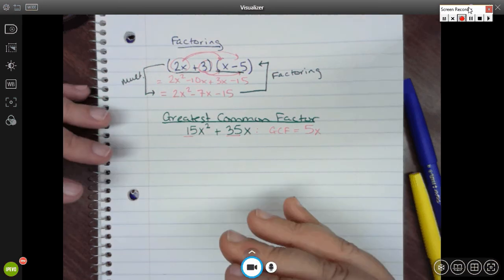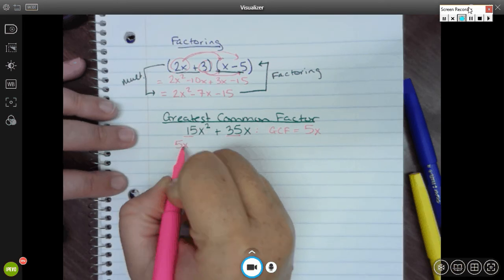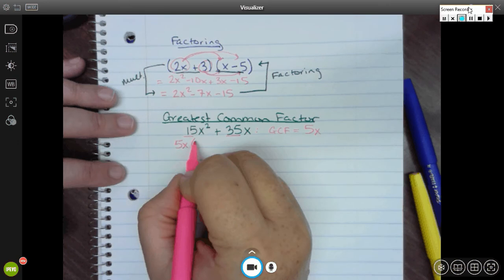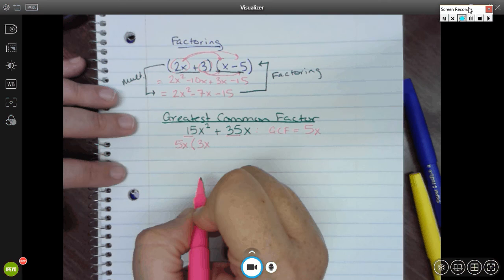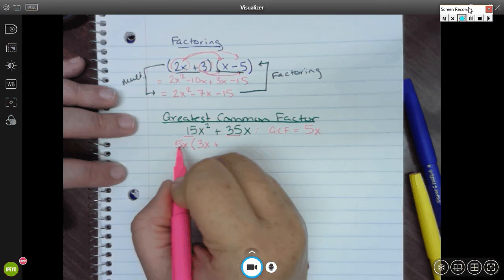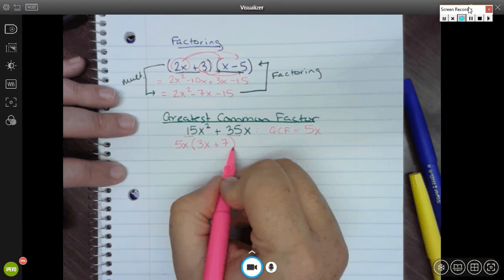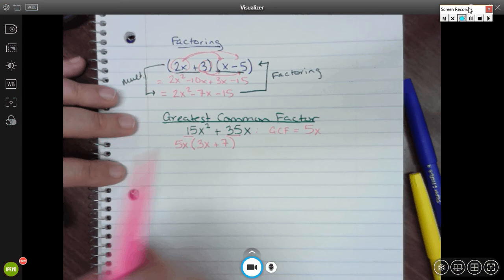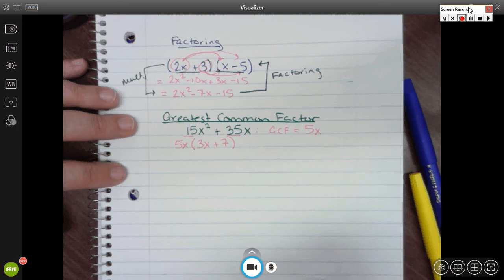So when we take that out, I put the GCF on the outside, and in parentheses, I write what's left. So 15 divided by 5 would be 3. Take one of those x's away, it leaves me with 3x. And then 35 divided by 5 would be 7, and I took the 1x away. Your goal is that if you distribute back through, you end up with what you started with, right? This is the backwards of distributing, and if you keep that in mind, it really helps concrete the concepts here.